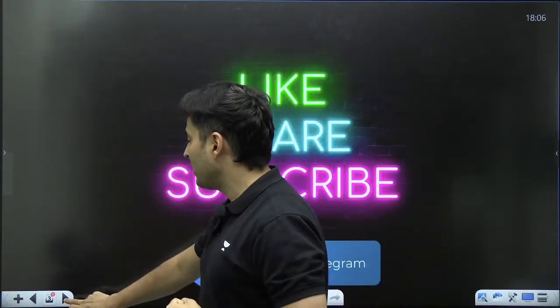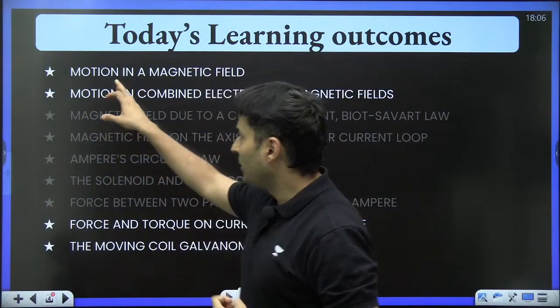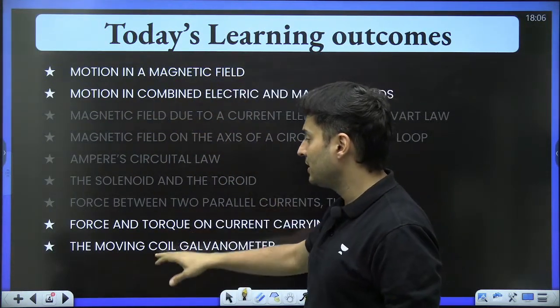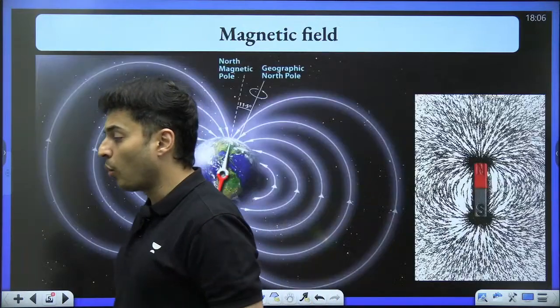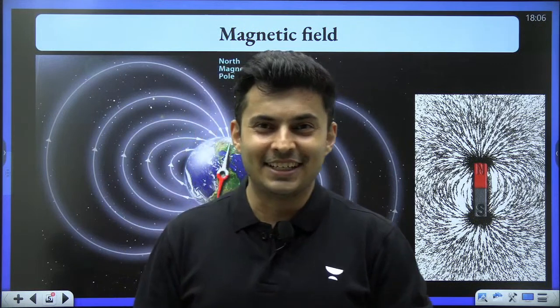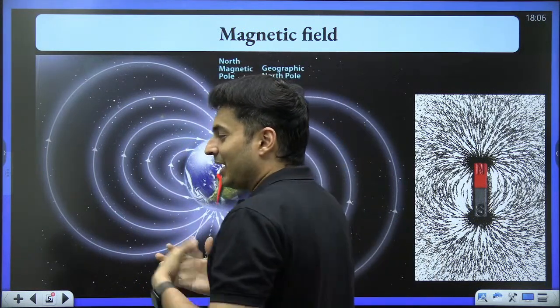All right. So let's begin with the following topics: motion in a magnetic field, then this, then this, then this one. All right. So let's start with what is exactly magnetic field, right?